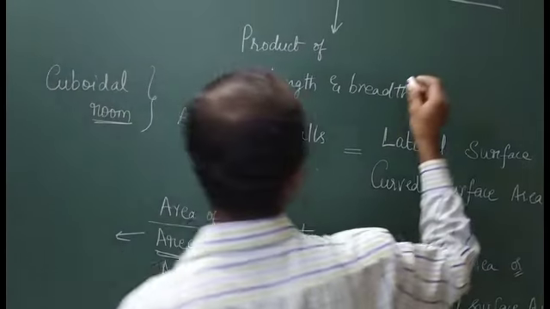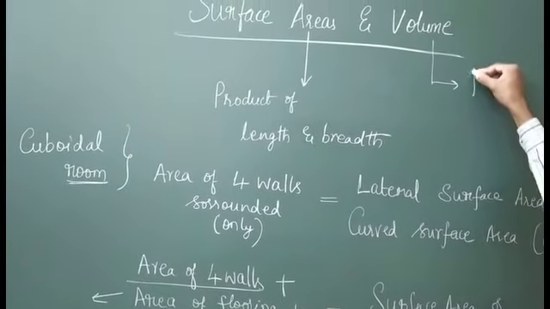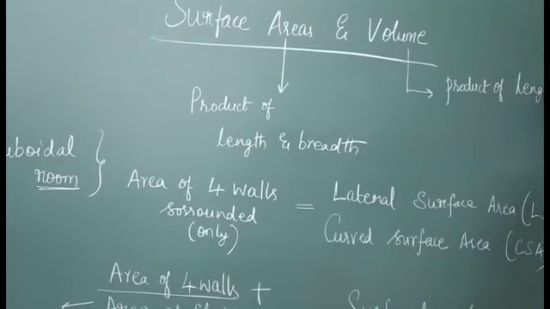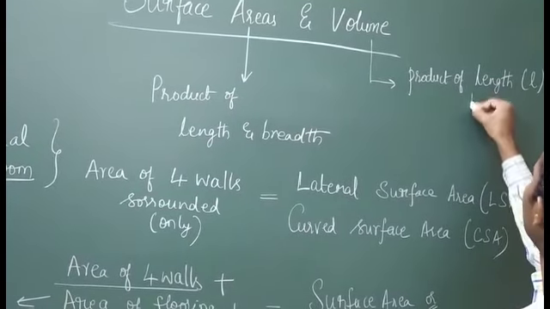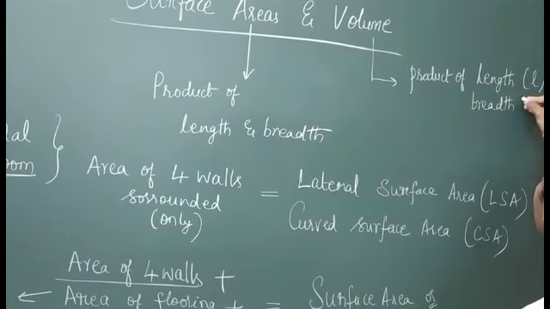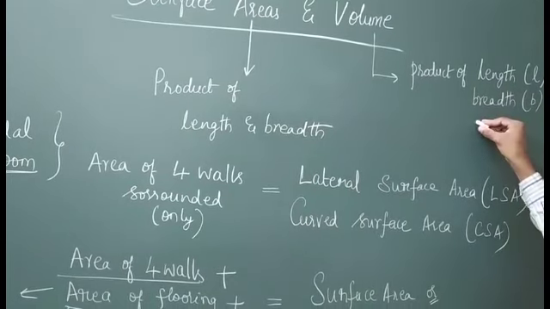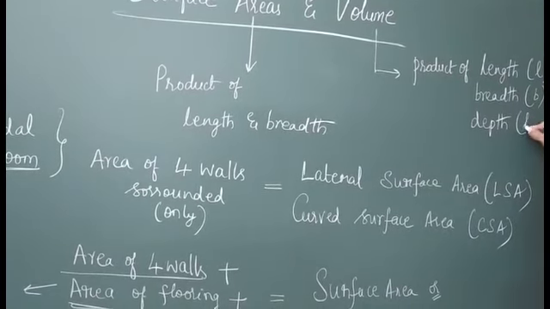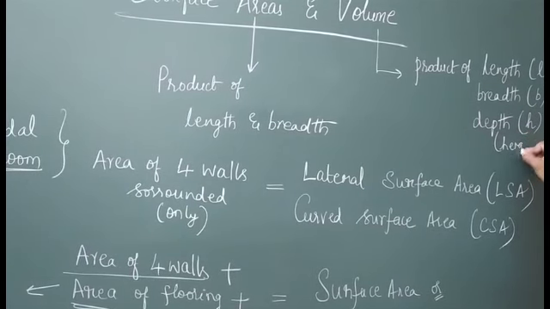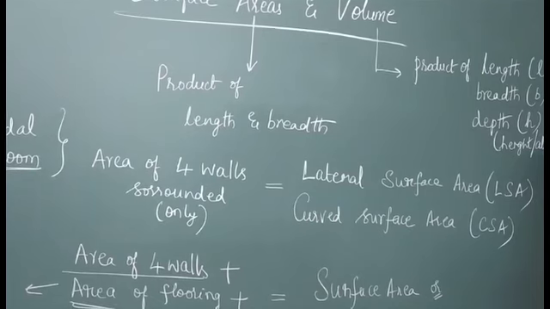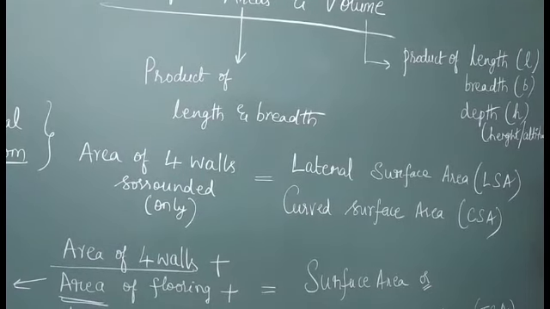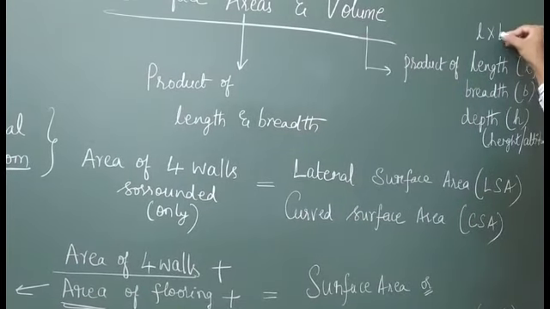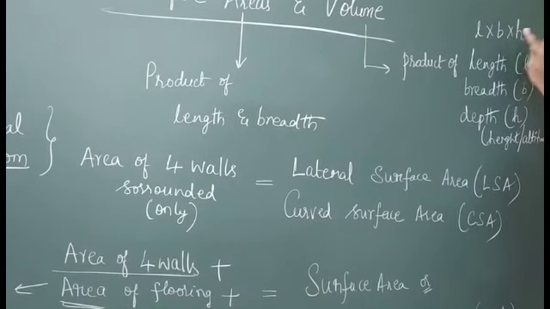Followed it? Now when we speak about volume, this is always the product of length, denoted by L, breadth, denoted by B, and one more quantity called depth, or also called H, or height, or altitude. So whenever we speak about volume, it is L multiplied with B multiplied with H, L into B into H.